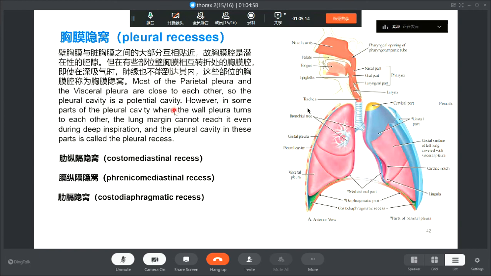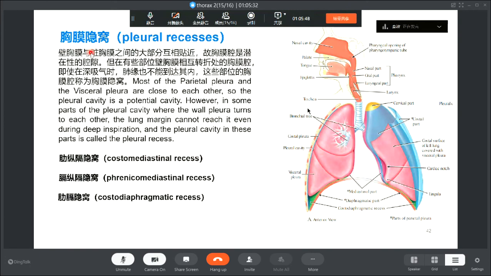However, in some parts of the pleural cavity, the pleura turn to each other. The lung's margin can't reach it, even during deep inspiration. In the pleural cavity there is a part called the pleural recess. We can see, this part is the recess.